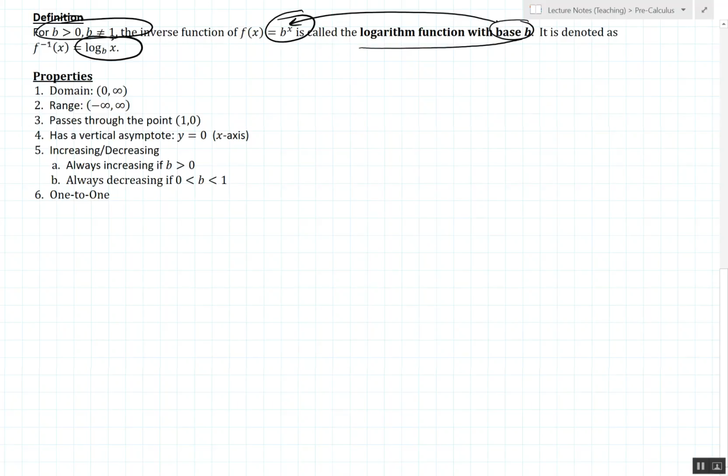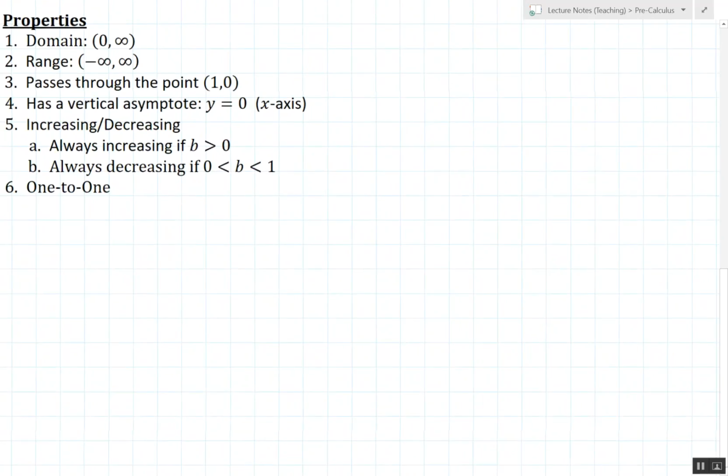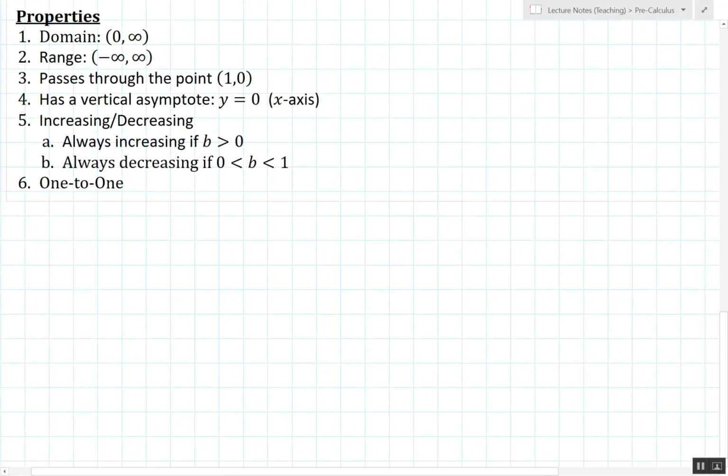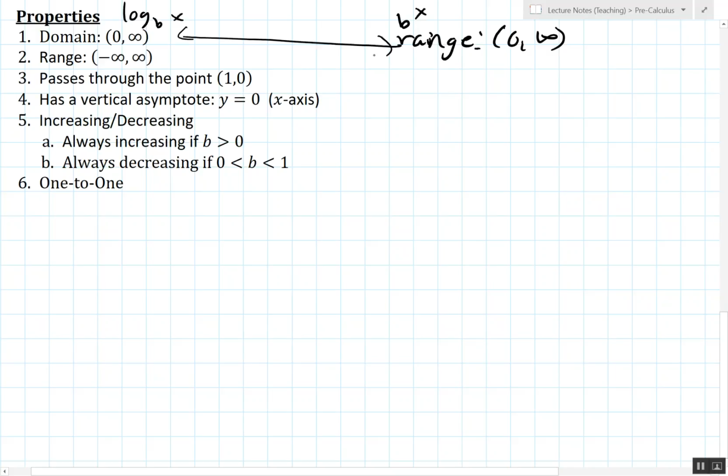So notice the properties here, so I'll zoom in on properties a little bit. The domain is 0 to infinity, and this is all for the logarithm, so this is log base b of x. But notice that for b to the x, the range was 0 to infinity. And remember that the range of the inverse function has to match the domain of the original function, so these match. The range of the logarithmic function is all real numbers. Well, that was the domain of the exponential function. So again, notice that these things match.